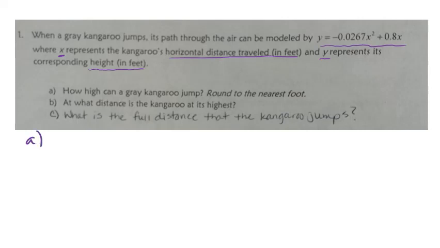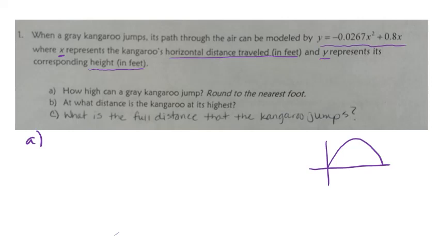It says how high, so that's going to be my y, like I just read out. How high can a gray kangaroo jump? So we're going to take this function, and since it's in standard form, we want to know how high it is. Then that means if we have this, let's see, we could do something like this. We know it's going to be a downward facing parabola. So we're going to think of something like this.